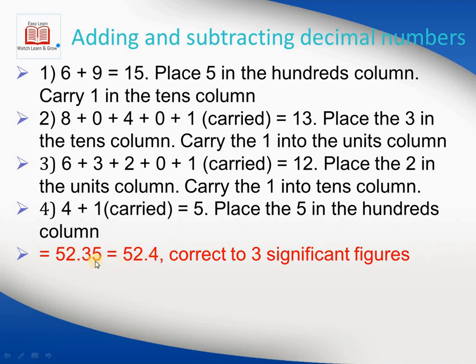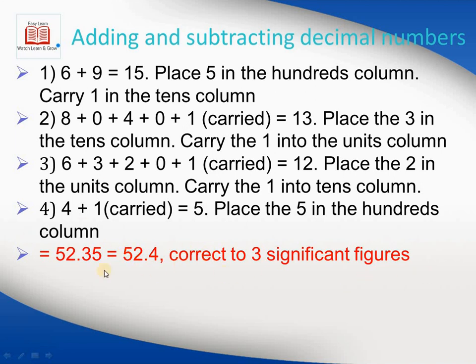So in case there are no zeros or there is nothing after 5, then check the previous digit that we are going to round off. If it is even, then it's okay, but if it is odd, then we are going to add 1 to make it even. So 3 is an odd number, we add 1 to make it even. So 52.4 is now correct up to 3 significant figures.